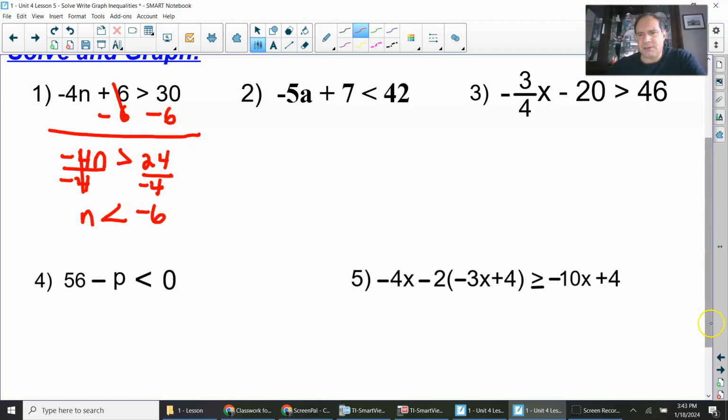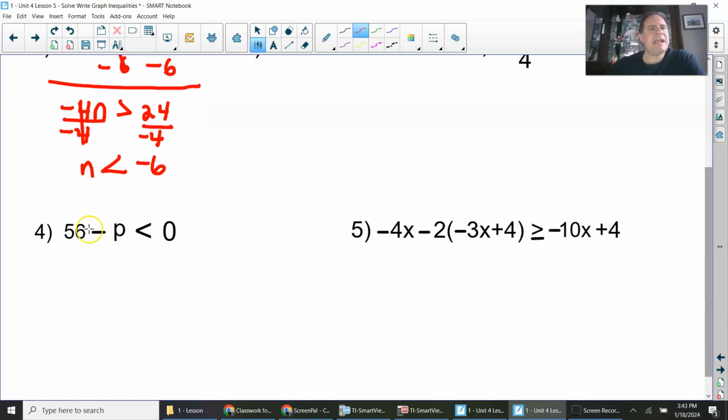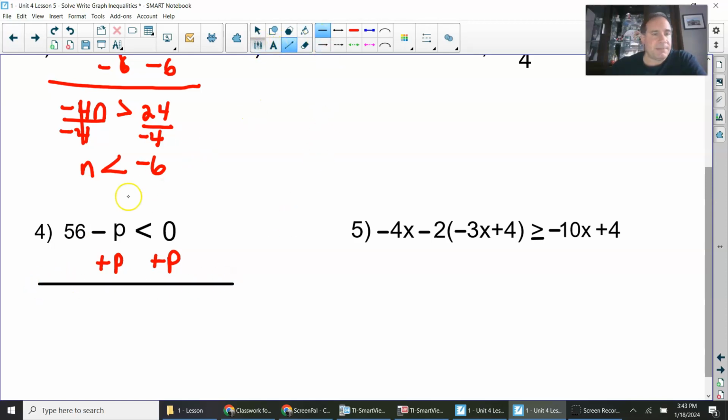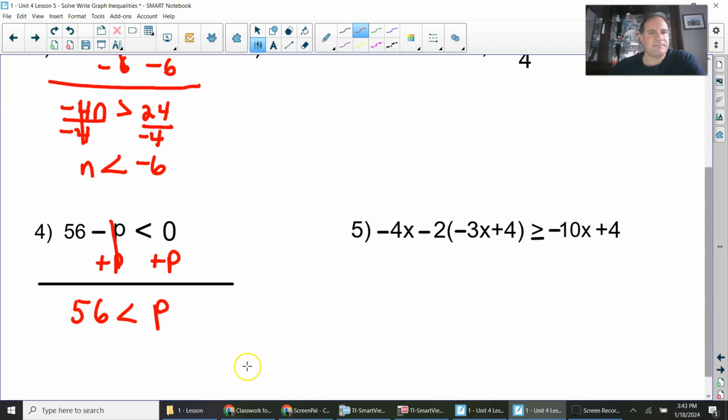Anytime that you have, I'm going to skip to number 4. Number 4, if you have a negative p on this side, I'm thinking about, okay, what do I do to get that to be a positive p? I could subtract the 56 on both sides, but I am not going to do that. I am going to add p, because once I add p to both sides, that means that I am going to get that p alone. I'm going to isolate the variable. So this becomes 56. The inequality symbol stays the same, and then p comes down. This is p is greater than 56.